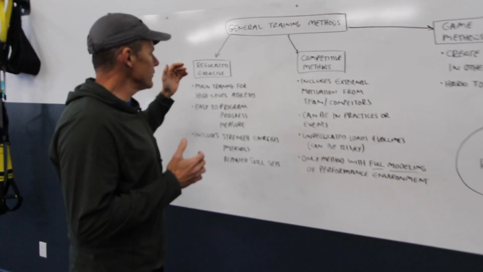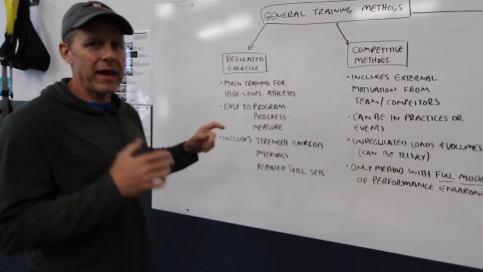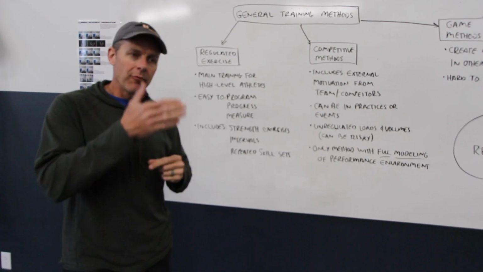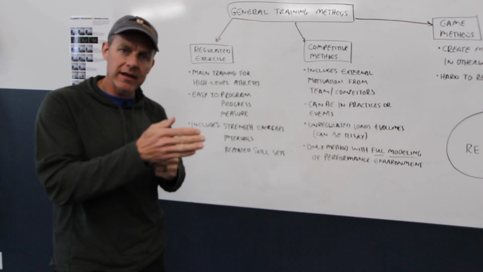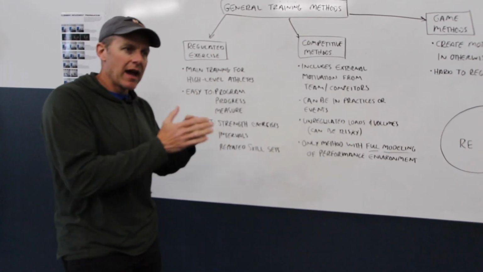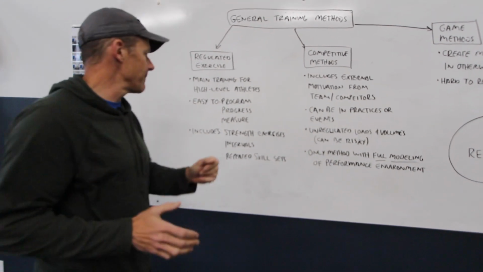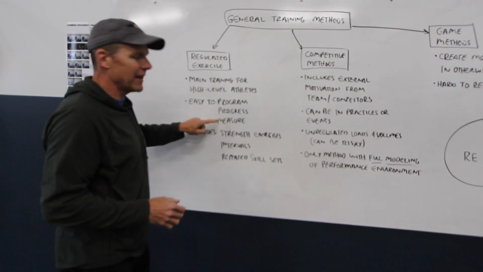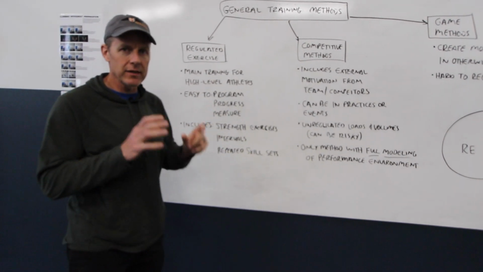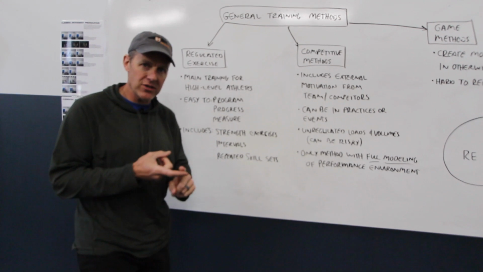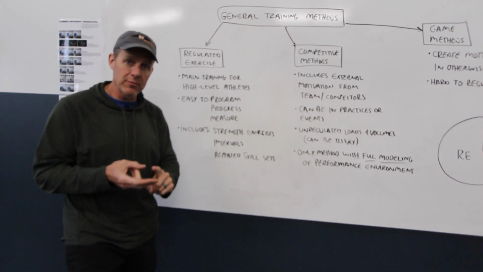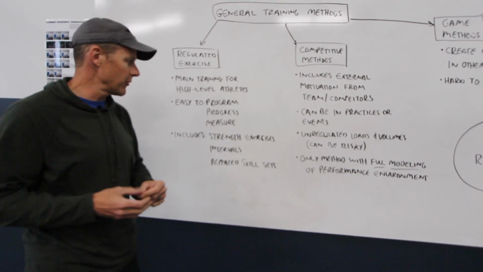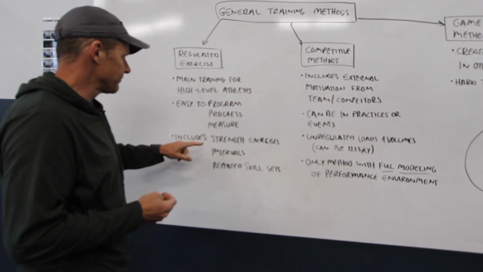When we're doing regulated exercise, this is the main kind of training for high-level athletes. It's really carefully programmed. We're going to overload this athlete to this degree, let him recover to this degree, and then increase the overload next time. It's easy to program, easy to progress, and easy to measure. This is really important for athlete motivation, for assuring that your athlete is moving forward, and that your own training program is progressing.